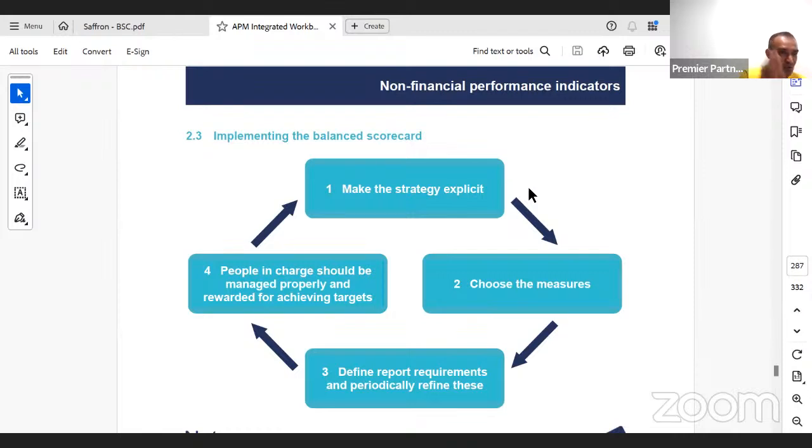The measures, and you take each one and for this step, exactly. You have to apply it to Saffron.